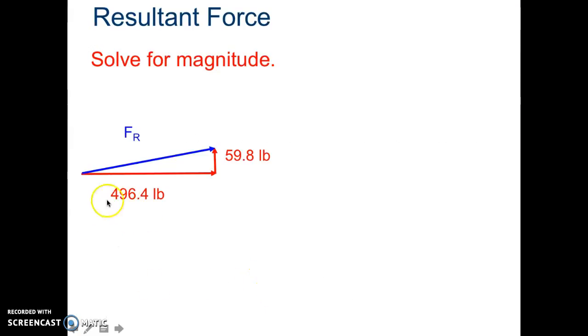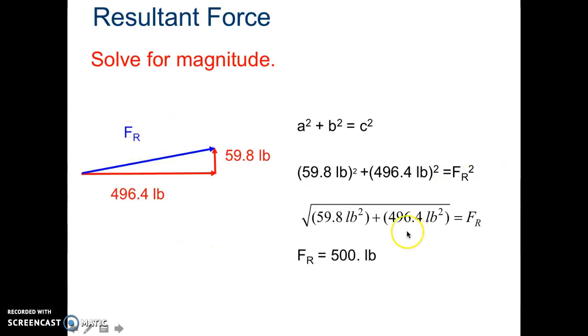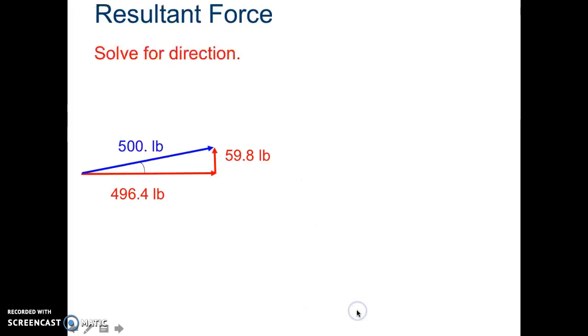So now if we work this backwards, if we know how far something is being pulled up, or what the force is pulling it up, and we know the force pulling it to the right, then we can find the resultant force using our a squared plus b squared equals c squared. So 59.8 squared plus 496.4 squared is going to give us the square of the resultant force. We're going to square them, square root the whole thing, and this overall is going to pull at 500 pounds of force. Magnitude 500 pounds.